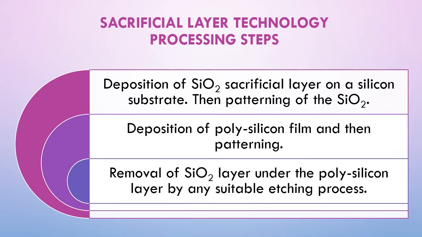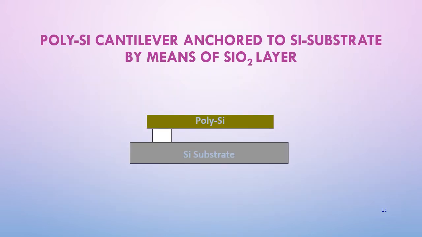patterning of the silicon oxide, and then deposit of polysilicon film, and then patterning. And another one is after that you just remove the silicon oxide layer under the polysilicon layer by any suitable etching process. Now let us see one example. Let's say you want to fabricate this lever on the silicon substrate. So let's see how the process will be done.